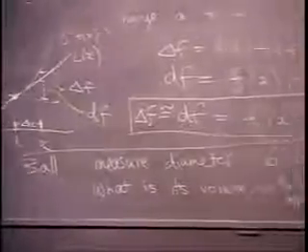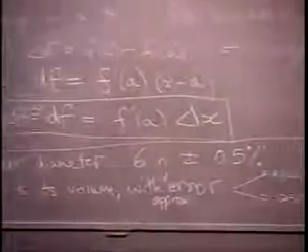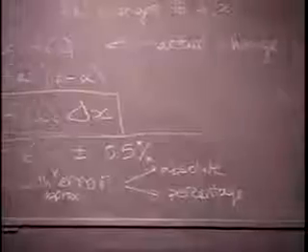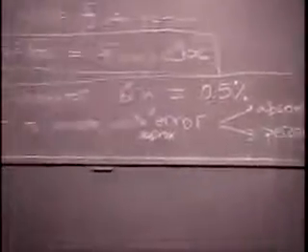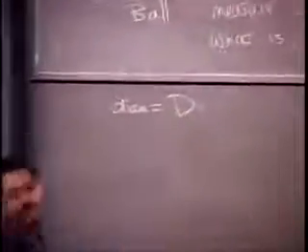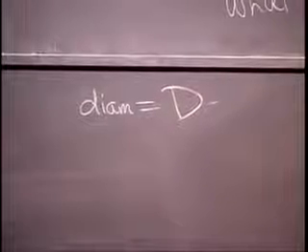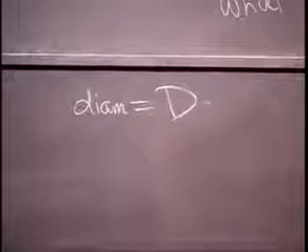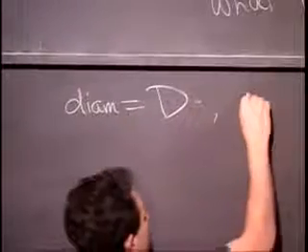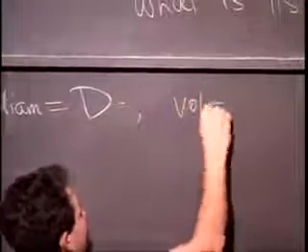First of all, we're going to need a formula. I'm going to, perhaps against my better judgment, let the diameter be capital D. You should never use little d as a variable because you go d dx or something like that. That just doesn't work. But capital D I think will be okay. So let the diameter be D and the volume be V.